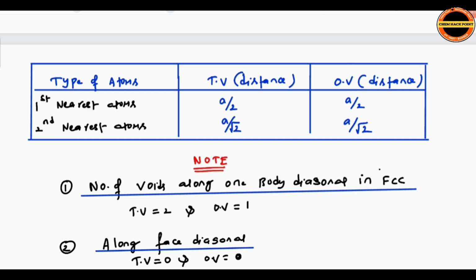The information is given in the form of a table here. See here: types of atoms, TV distance, OV distance. First nearest atoms at distance a by 2. Second nearest atoms, or you can specify second nearest voids like this. First nearest voids, second nearest voids. Overall, you see a by 2, a by root 2 here, and here also a by 2, a by root 2. In both cases, a by 2 and a by root 2, for TVs as well as OVs.